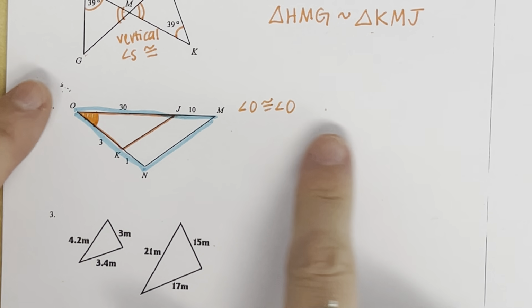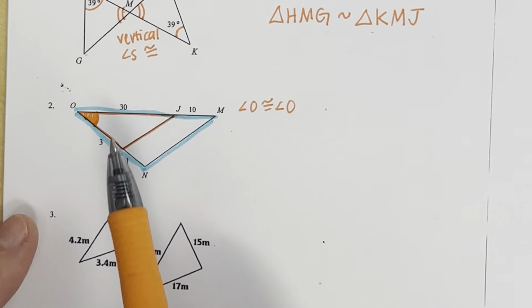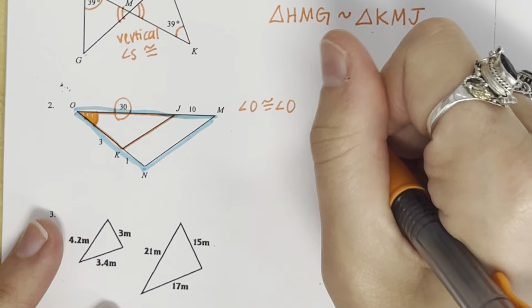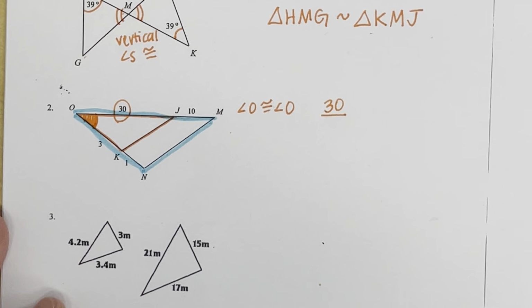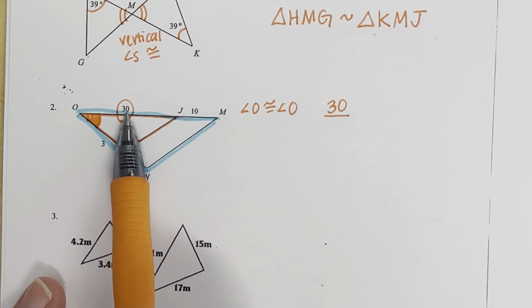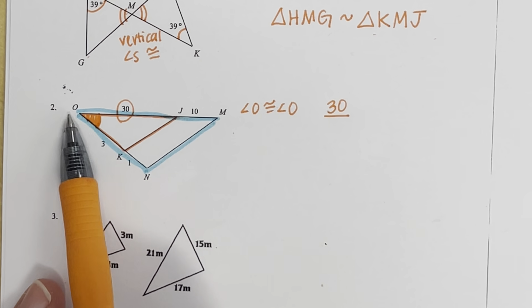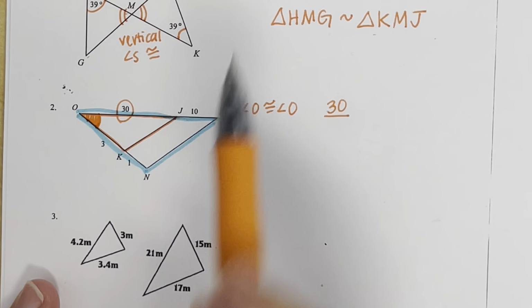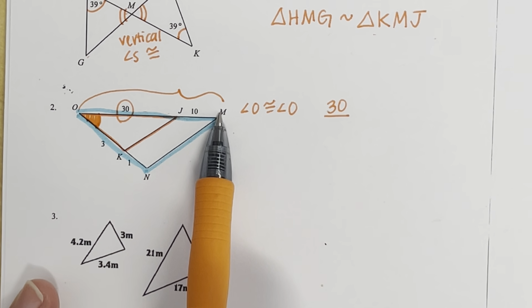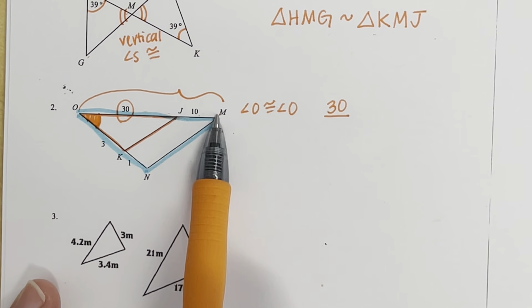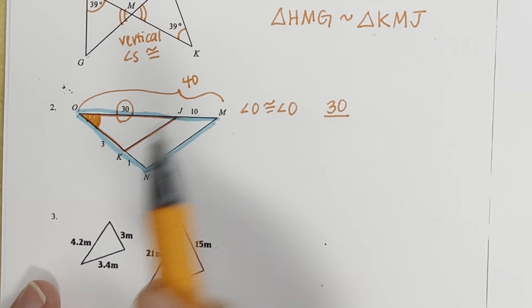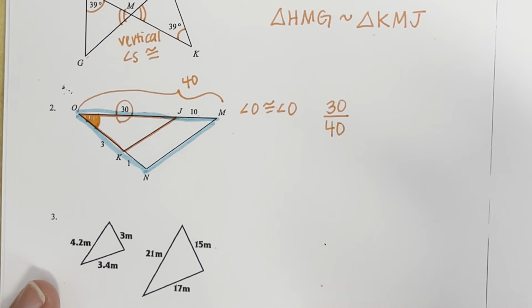So if I were to separate these two triangles, if I were to look at this orange triangle over here, the side length is 30. And I can write a proportion or a fraction to look at the other side of the triangle. So the one that is in the corresponding position as OJ on the blue triangle is OM. It's the whole thing. Now this whole length is 30 plus 10 because it's the whole distance, which gives me 40. So my fraction for this side is 30 over 40.